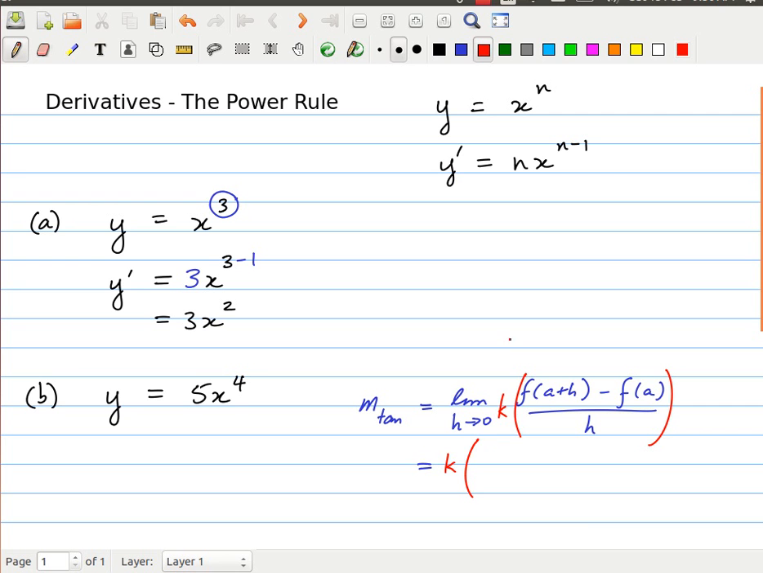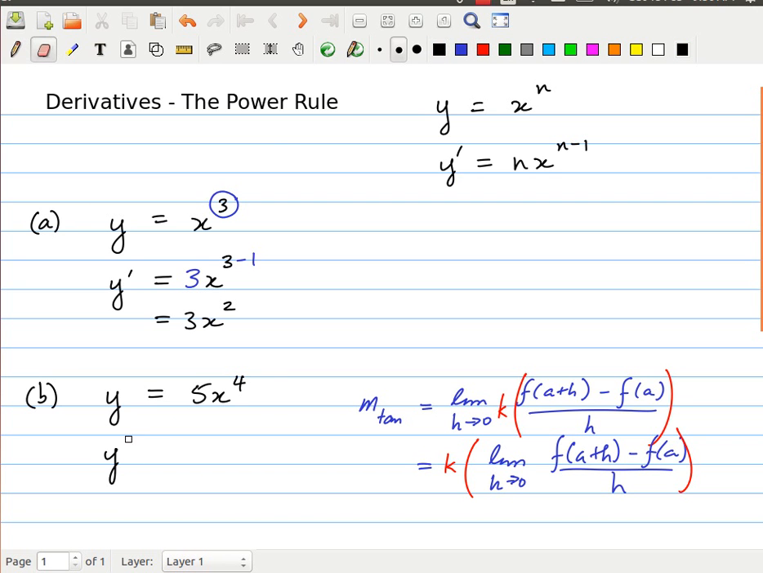Then I write the limit as h approaches 0 of f of a plus h minus f of a, divided by h. By doing it this way, you can see that taking the limit of the whole thing is the same as multiplying by the constant k and then just taking the limit of this interior part. A similar rule applies because derivatives come from these definitions of limits.